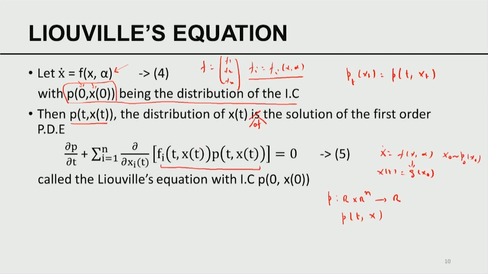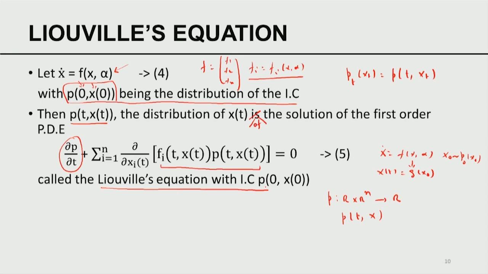So I am going to consider the product of fi with p. I am going to sum with respect to i. I am going to consider the partial with respect to xi of the product. What does it say? The derivative of p with respect to time plus this term must be equal to 0. This equation is called Liouville's equation. This equation essentially tells you the conservation of the probability mass.